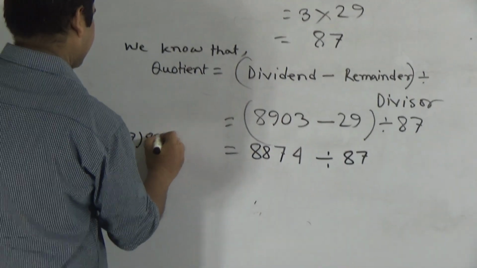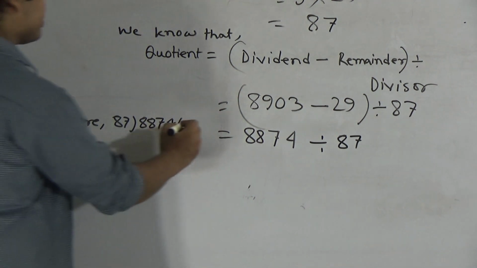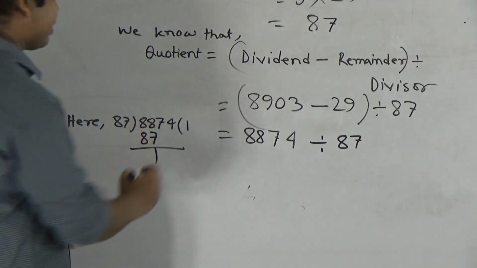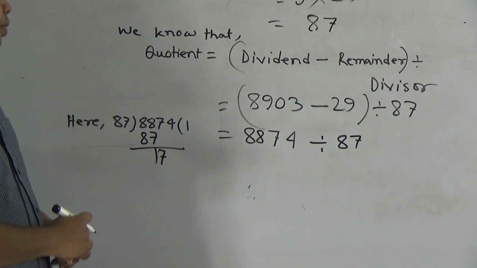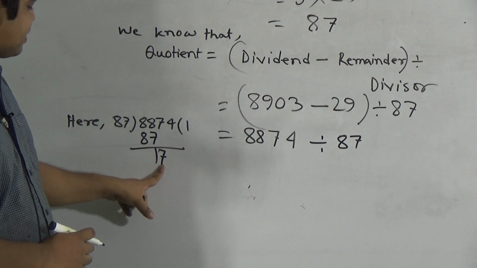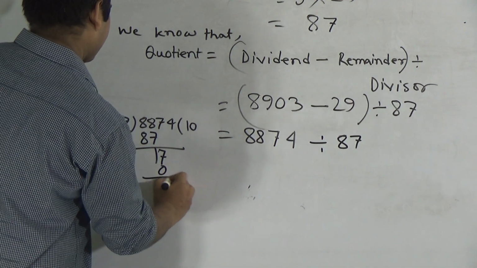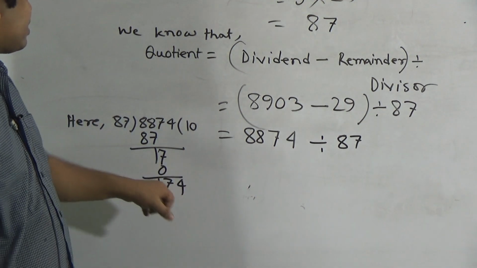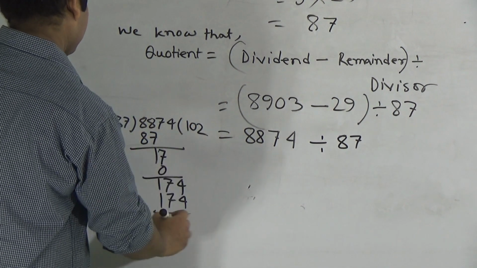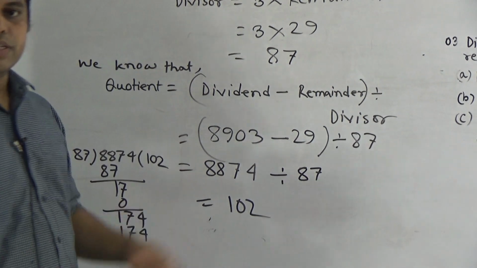87 divided by 8874. So at first we take 2 digits. In 88, 87 goes in 1 times. 87 on the 87. Now we subtract and we get 1, and 7 is placed here. My dear student, we know we can place only 1 digit from this on this place. So 7 in 17, 87 goes in 0 times. 87 zeros are 0. Now subtract, I get 174. In 174, 87 goes in 2 times. That means 174. So 102 is the quotient of this answer, and it is the answer.